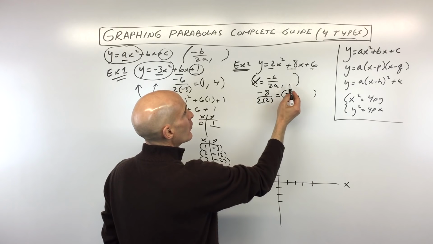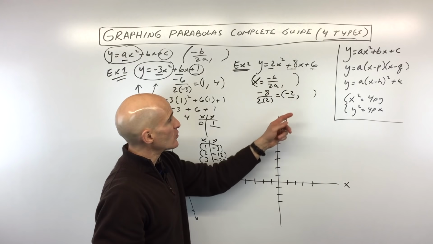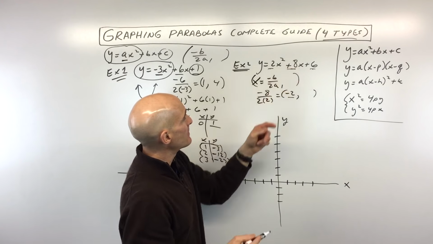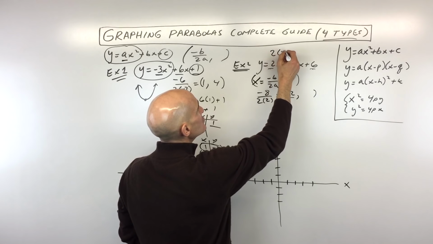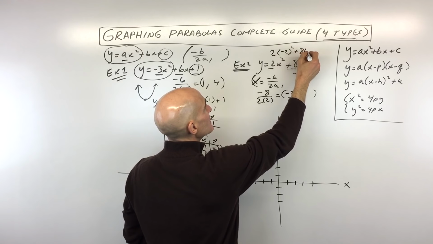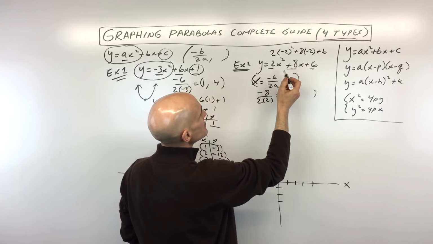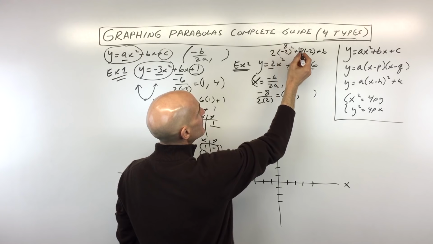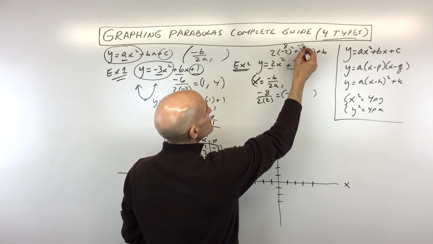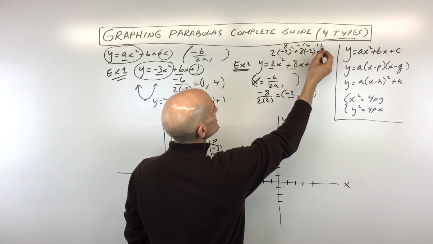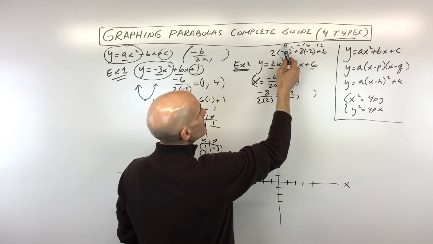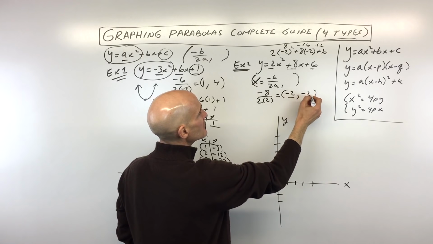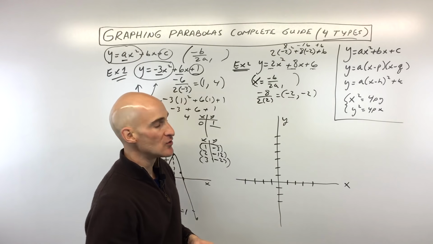Now we have to find out what the y-coordinate of the vertex is. So we're going to put negative 2 back in for x. So let me see if I can do that here for you. 2 times negative 2 squared plus 8 times negative 2 plus 6. So negative 2 squared is 4, times 2 is 8, right? 8 times negative 2 is negative 16, plus 6 more. So we got negative 10 plus 8, which is negative 2. Okay, so our vertex is at negative 2, negative 2.